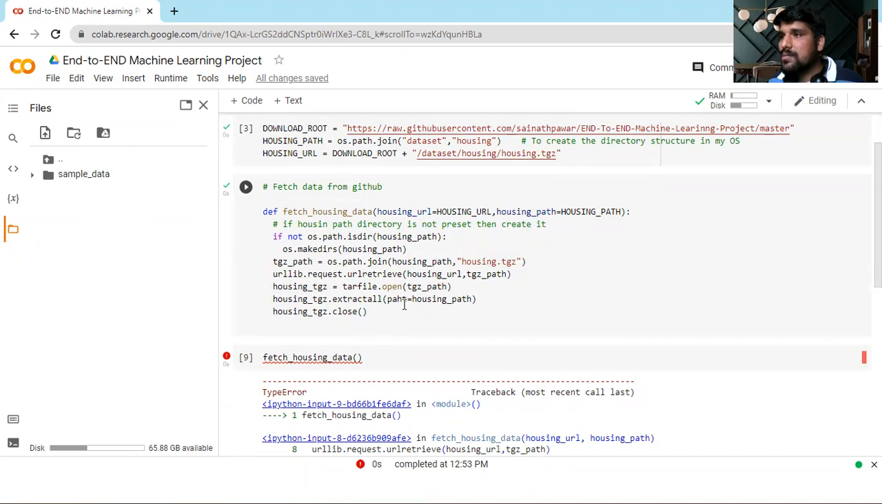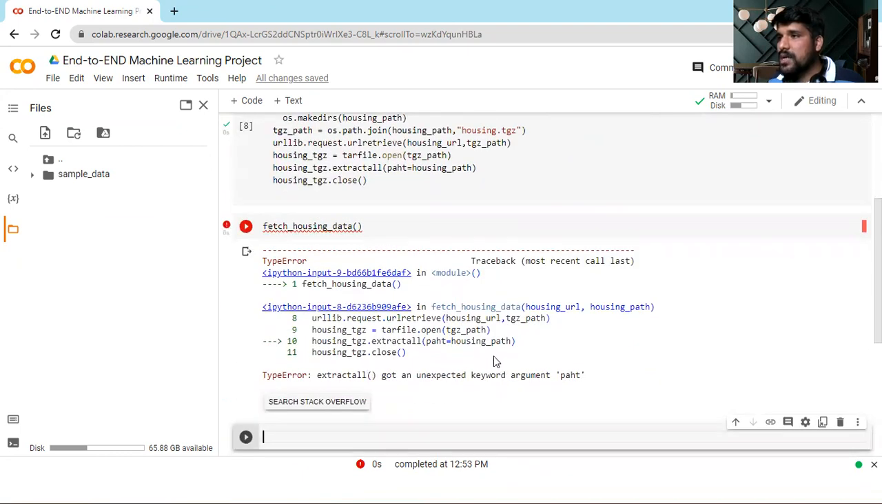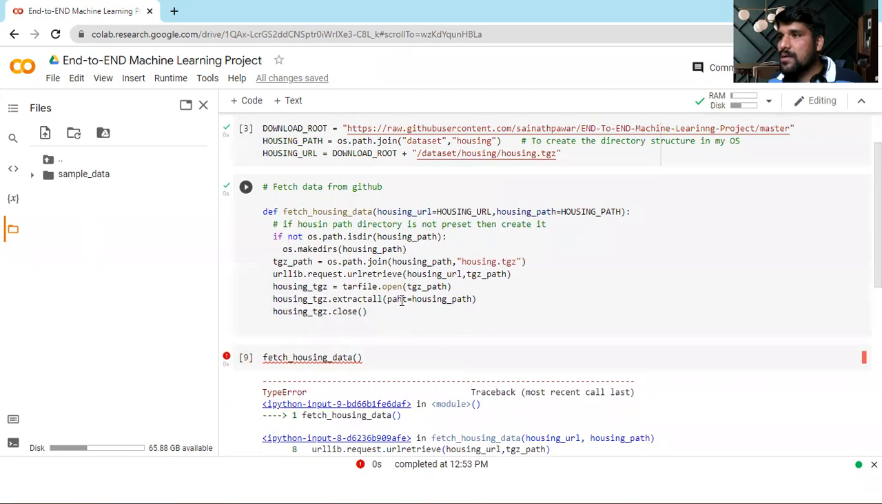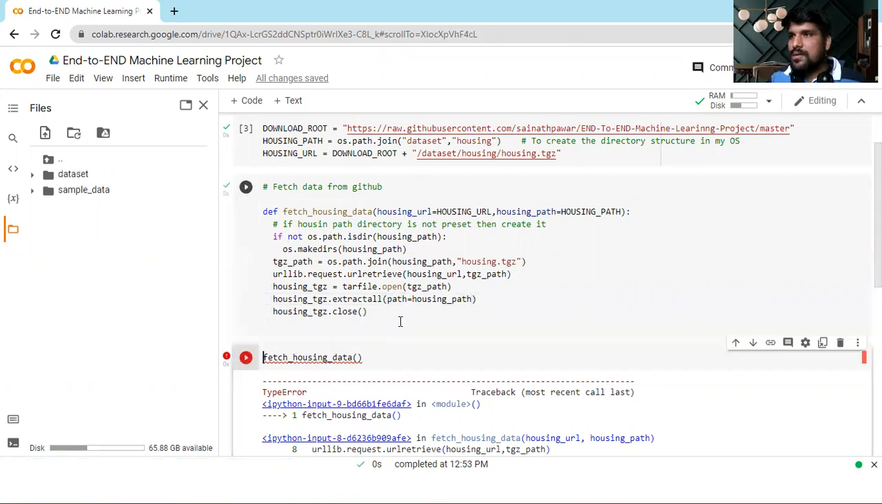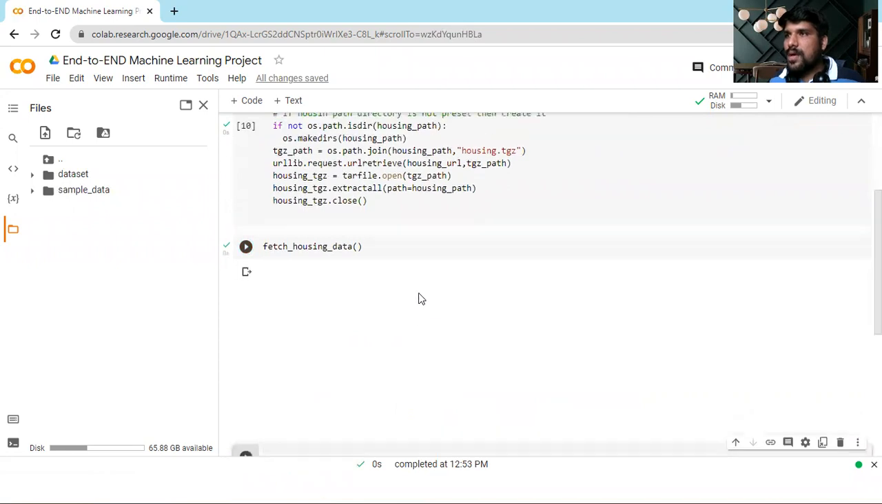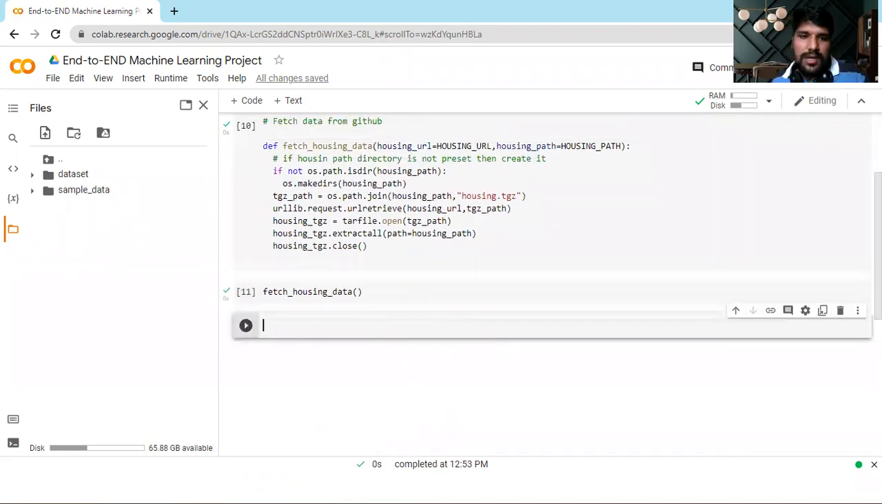os.path, which line, extractall. Okay, housing path. Yeah, it must be, it's a requirement of that function. You must mention the path. Yeah, it's done. Guys, it's done.